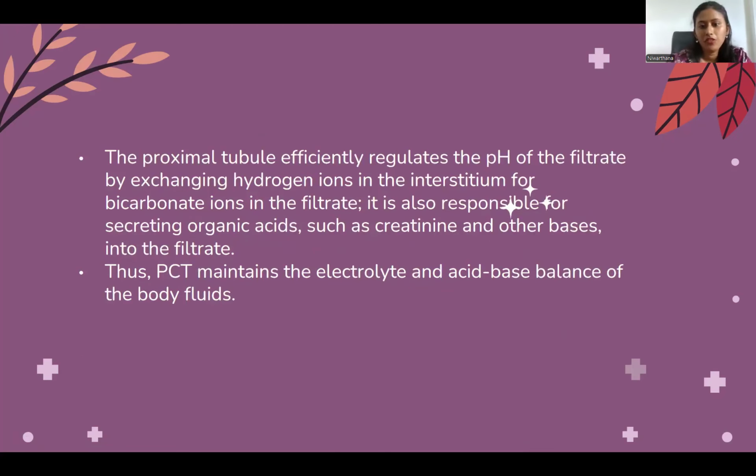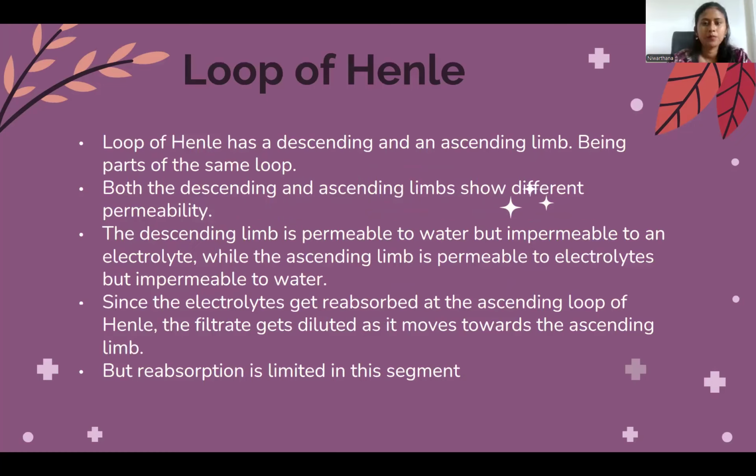The proximal tubule efficiently regulates the pH of the filtrate by exchanging hydrogen ions in the interstitium for bicarbonate ions in the filtrate. And the proximal convoluted tubule is also responsible for secreting organic acids such as creatinine and other bases. Okay. So the proximal convoluted tubule mainly maintains the electrolyte and acid-base balance of the body fluid. So it secretes some substances and reabsorbs some substances, and it maintains the homeostasis of the body.